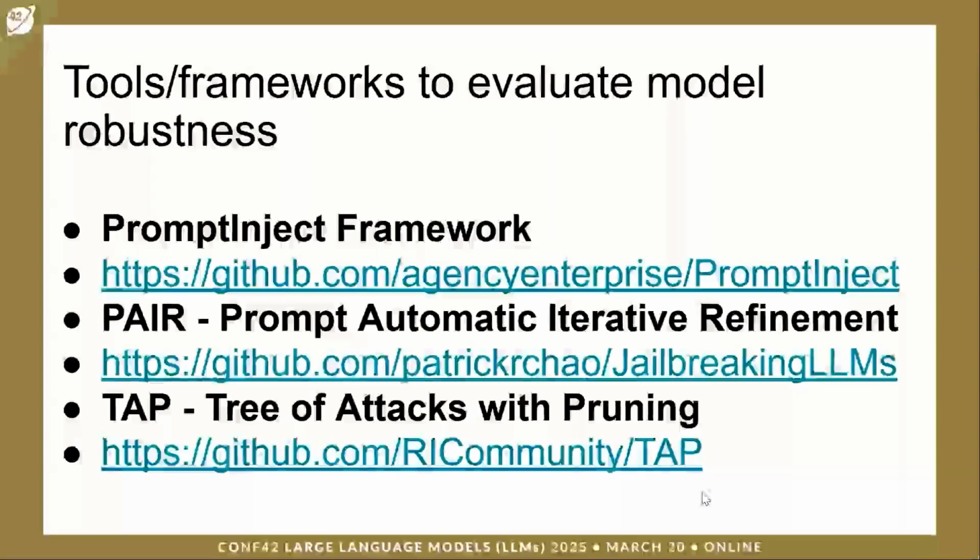PAIR, the acronym for Prompt Automatic Iterative Refinement, is an automated methodology for iteratively refining prompts with the goal of jailbreaking LLMs. Jailbreaking refers to techniques that bypass security restrictions and guidelines imposed by language models. And another interesting tool is TAP, a framework that explores how to perform attacks on LLMs using a decision tree structure.